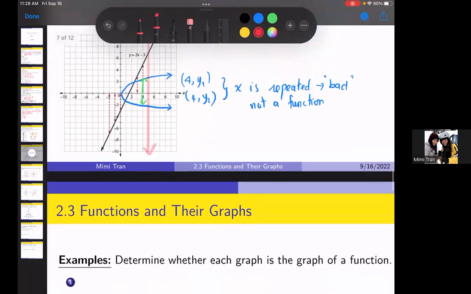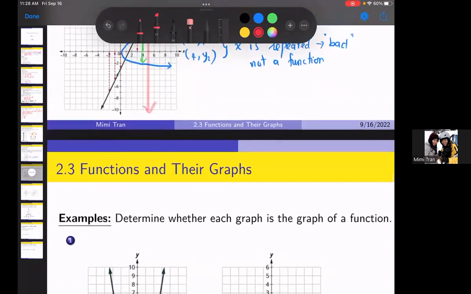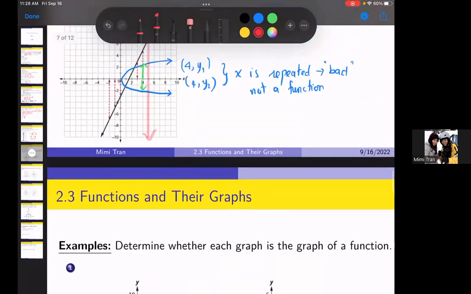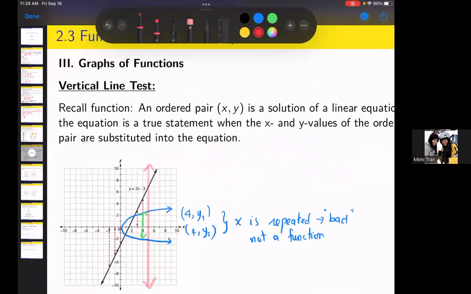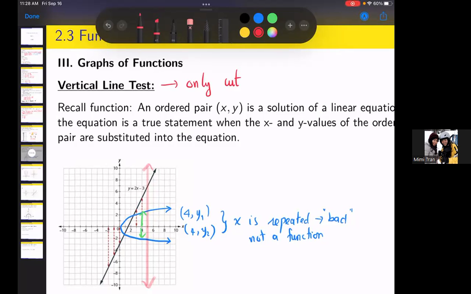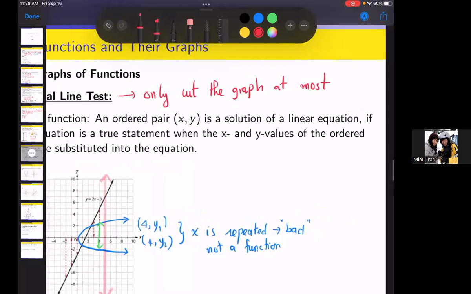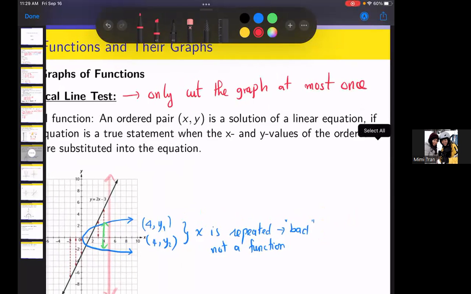So should I write something else here? Vertical line test. I don't know the best English way to say this. Maybe cut at most once.